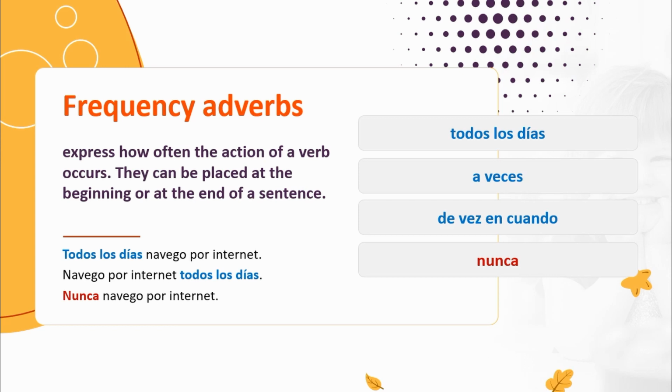Todos los días, every day. A veces, sometimes. De vez en cuando, from time to time. Nunca, never. You can place expressions of frequency at the beginning or the end of a sentence, except for nunca, which must be placed in front of the verb.